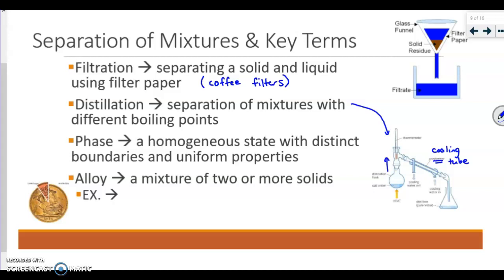A couple of additional key terms on this slide: the word phase, which is a homogeneous state with distinct boundaries and uniform properties, and the word alloy, which is a mixture of two or more solids. For example, brass and steel. Okay. Brass is composed of copper and zinc, and steel is a combination of iron and carbon. These key terms make great multiple choice questions for tests.